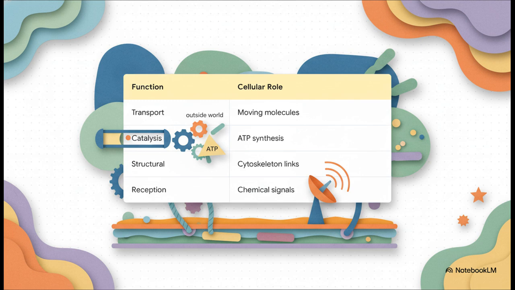They act as transport mechanisms, actively moving specific molecules safely across the border. They handle catalysis, driving vital chemical reactions, like synthesizing ATP for energy. They serve as structural links, physically anchoring the cell's internal skeleton to the outside world. And they function in reception, acting as little cellular antennas that receive chemical signals from the environment around them.